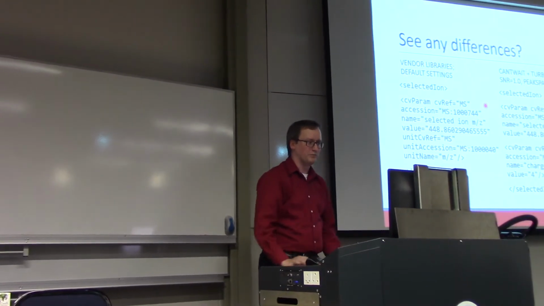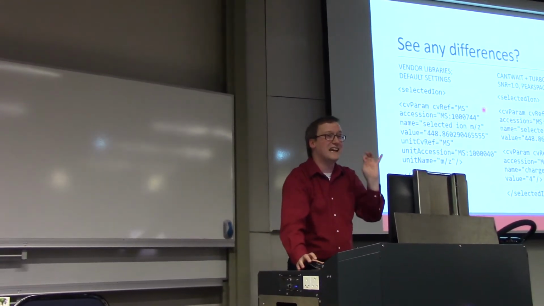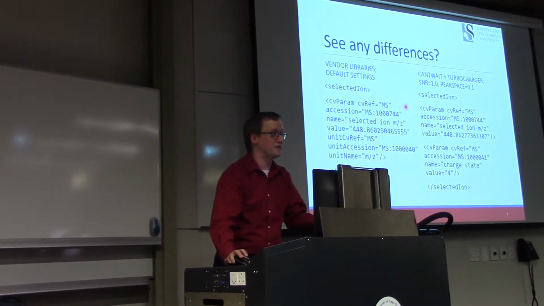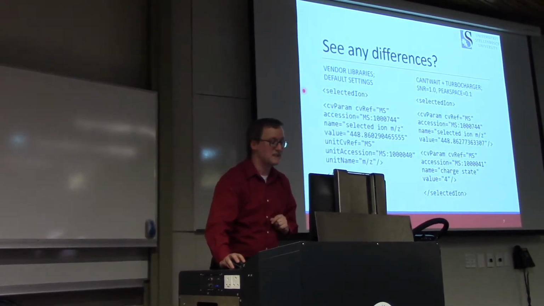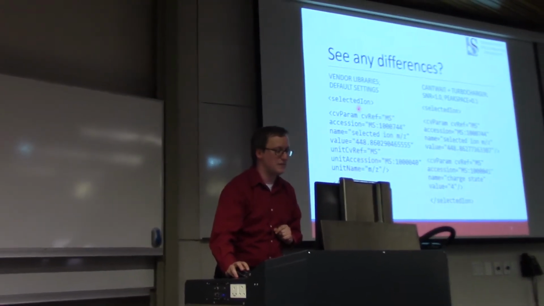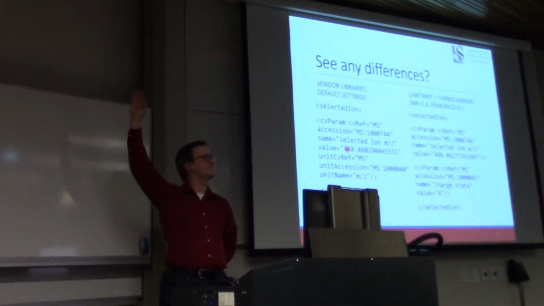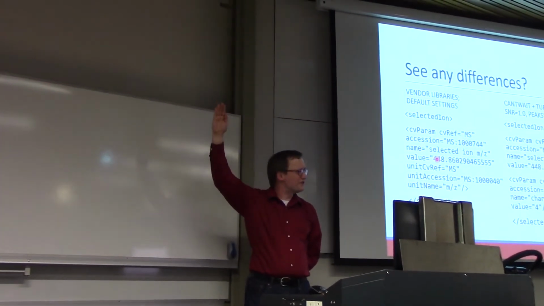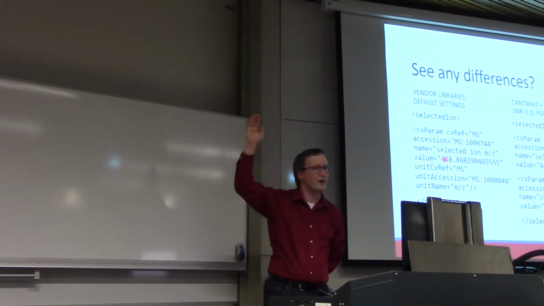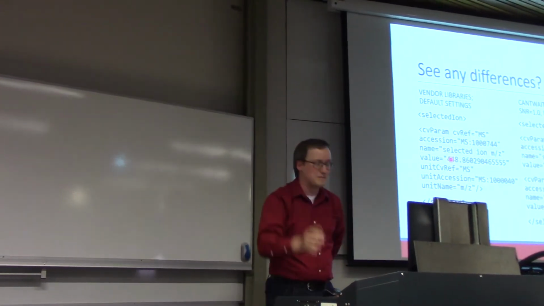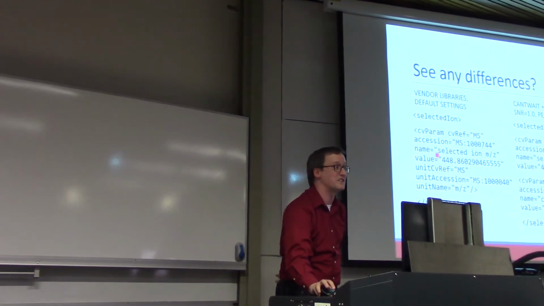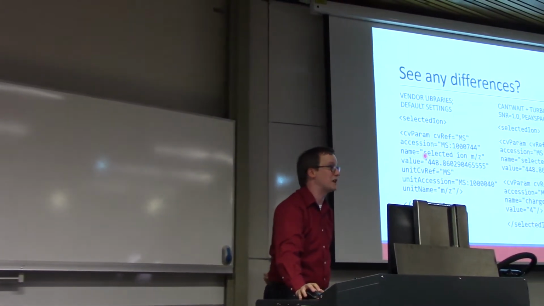Okay, so when we look at exactly the same spectrum in the resulting MZML files, we suddenly see some differences. This selected ion section of the MZML file, who here has ever looked inside an MZML file? No. But some of you have generated them, I'm quite confident. All right, so when we look inside an MZML, we have a selected ion section that appears upstream of each MS-MS scan, and it provides information about the precursor.